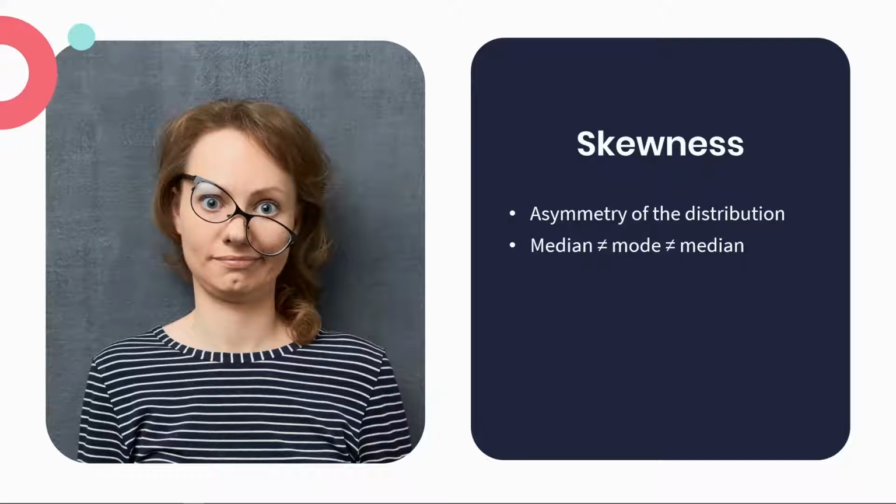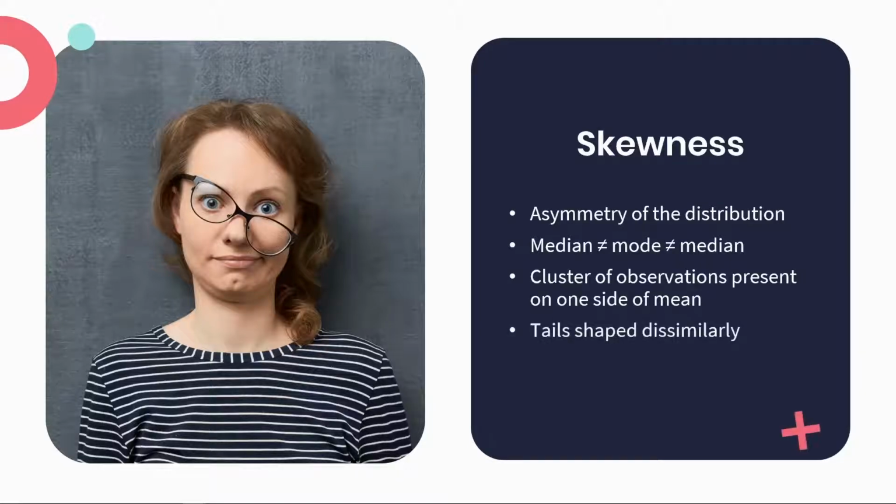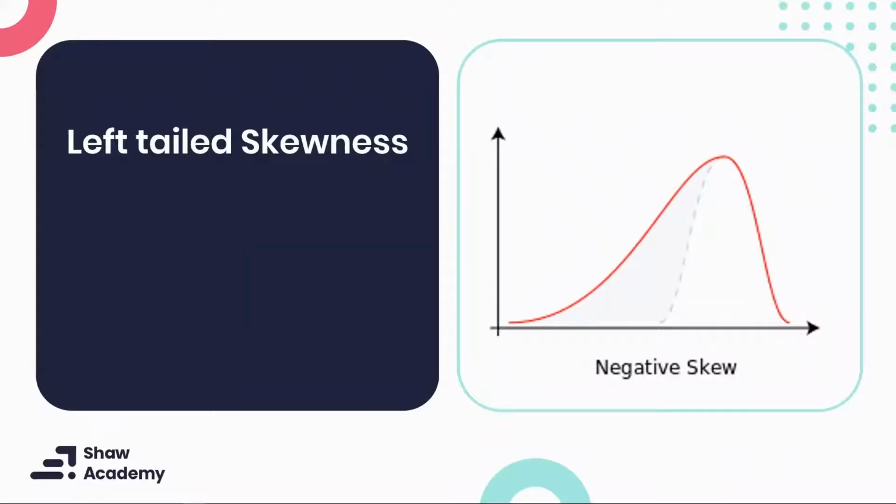So if the normal distribution is symmetric around the mean, a frequency distribution will be represented with tails as mirror images of each other. If a cluster of observations is present on one side of the mean, we describe the data as skewed. In other words, when the left and right sides of the distribution are shaped dissimilarly, the distribution is skewed. A distribution can be skewed to the left or the right.